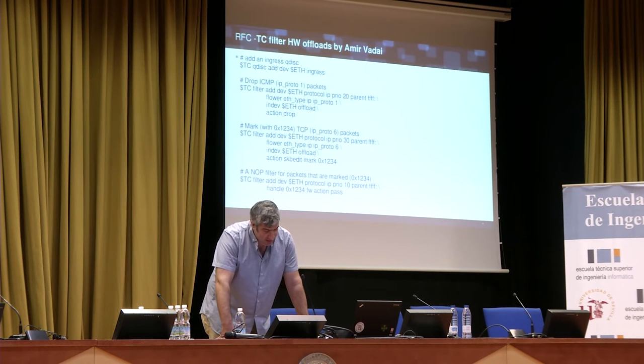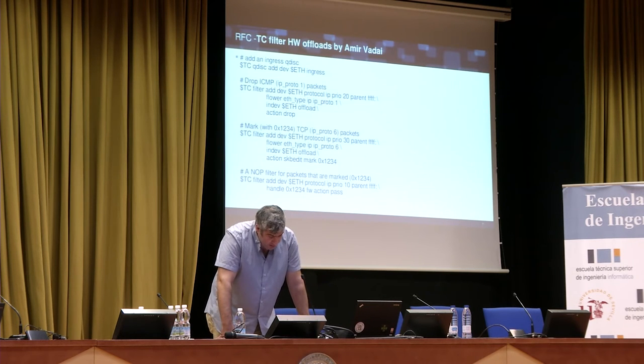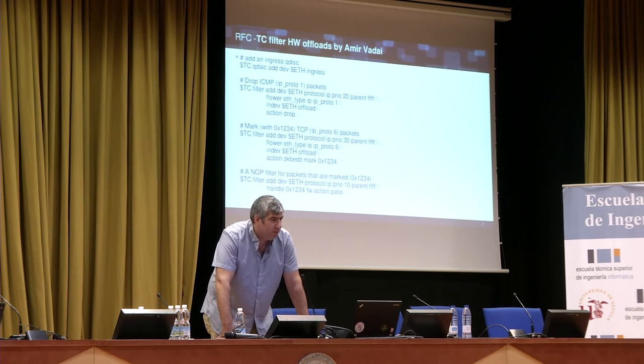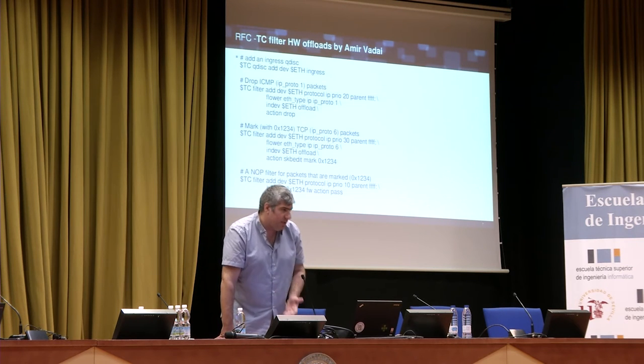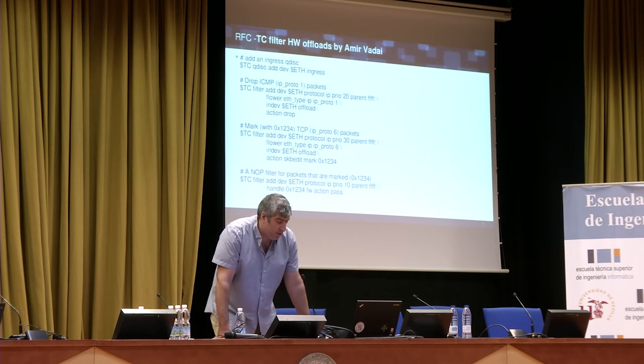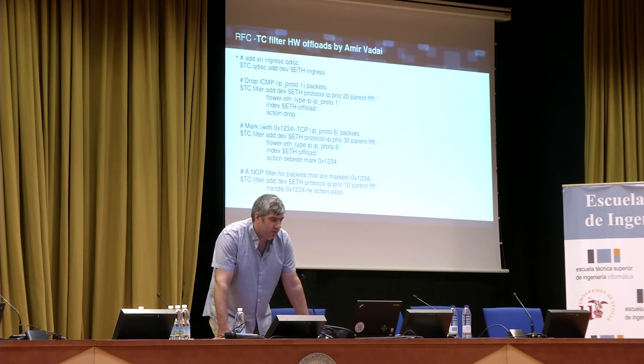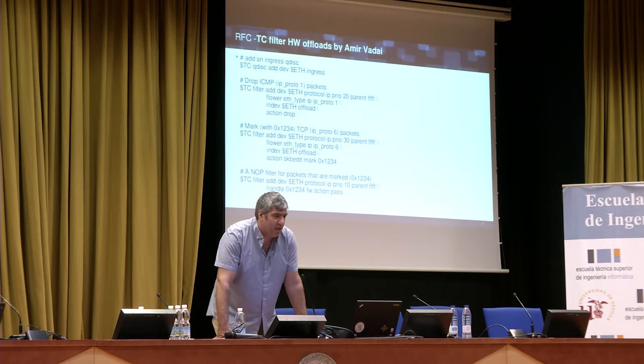So the idea was to allow an egress classifier, for example to drop ICMP packets. So you need to use TC and have the protocol. Okay, so we're using the flower classifier. We can also use the U32, but we think that the flower classifier is more user friendly, and also hardware user friendly. So that's the reason we go with the flower classifier.